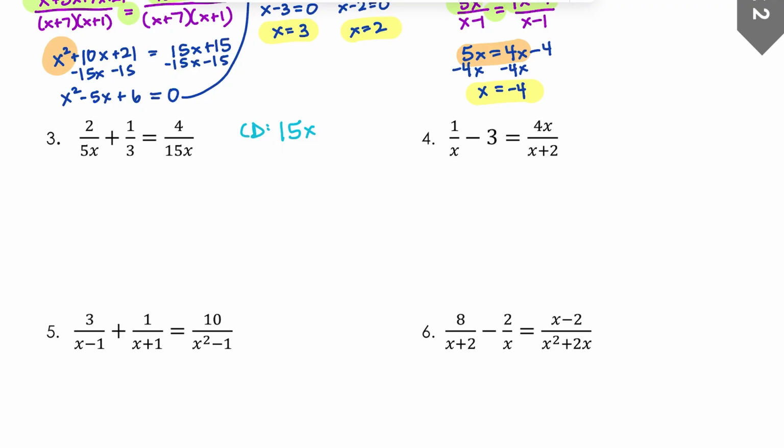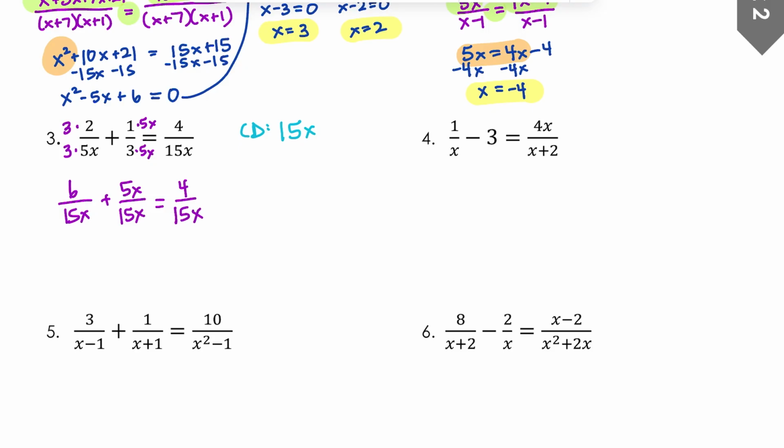So first one is 5x. This one needs to be multiplied by 3 on the top and bottom. So I'm going to have 6 over 15x. My second one is 1/3, so the denominator is 3. It needs a 5x on top and bottom. And then the last one already is 15x, so we don't need to change it at all because it already has our common denominator.